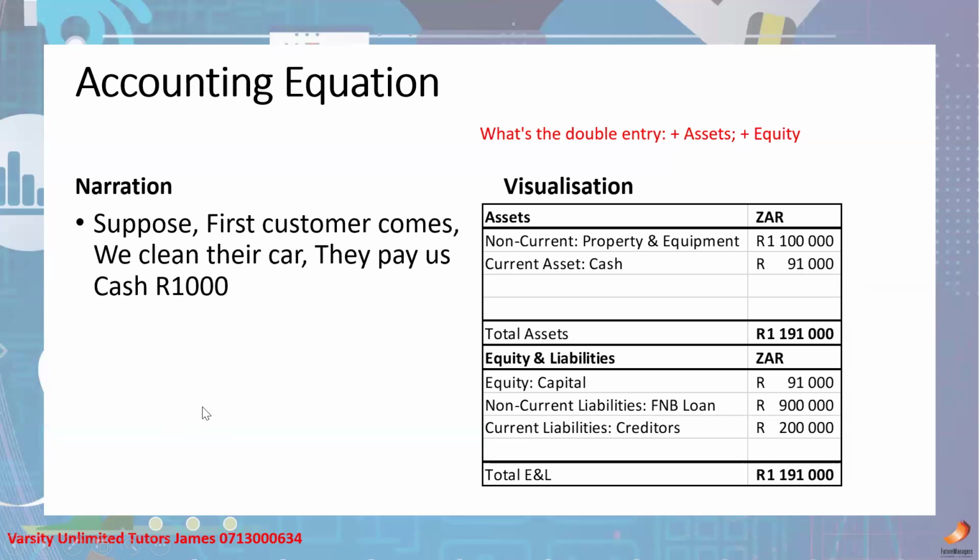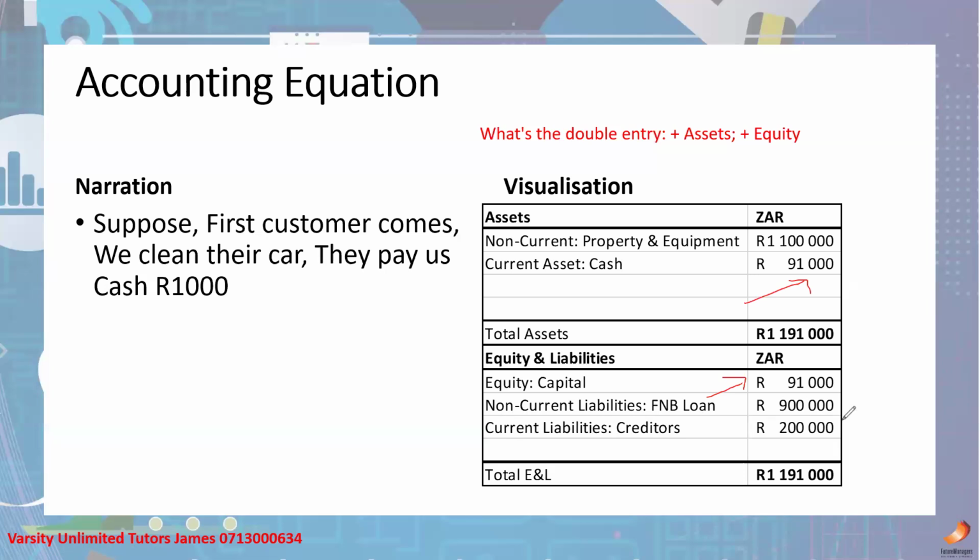And then your first customer comes. The first customer comes, you clean up their car, and after cleaning up their car, they pay you 1,000 Rand. That's revenue. That's money that you are receiving. Again, because it's money, it's cash, it goes to the what? To the bank account. So you now have 91,000: 90,000 plus 1,000. And then remember, we said income increases the capital of the business. So which means the what? The equity of the business is no longer 90,000, it's now 91,000. We have added 1,000 to the capital of the business, right?